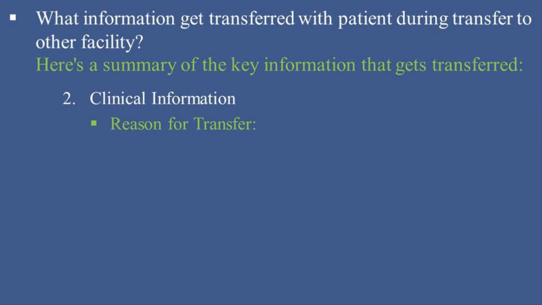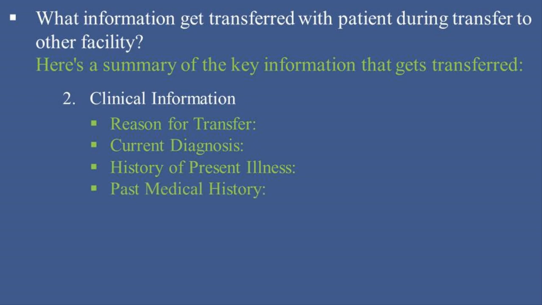A brief explanation of why the patient is being transferred, such as the need for specialized care, higher level of care, or rehabilitation. Current diagnosis. Primary and secondary diagnoses that are relevant to the patient's current condition. History of present illness. A summary of the patient's current medical condition, including the onset of symptoms, progression, and treatments received. Past medical history. Significant medical, surgical, and psychiatric history relevant to the patient's care.